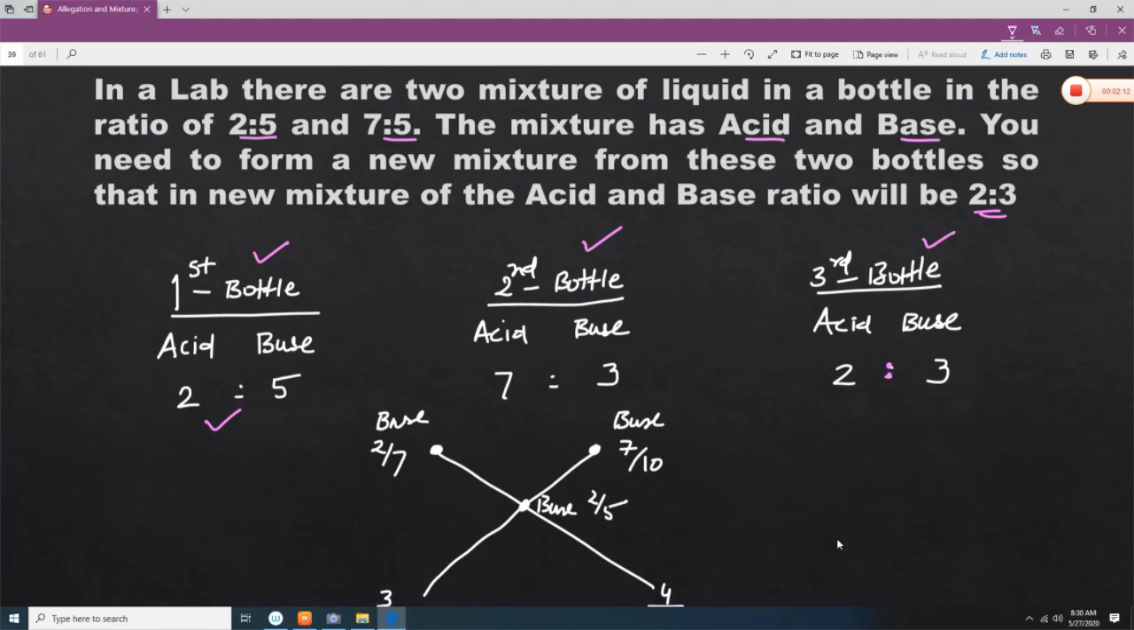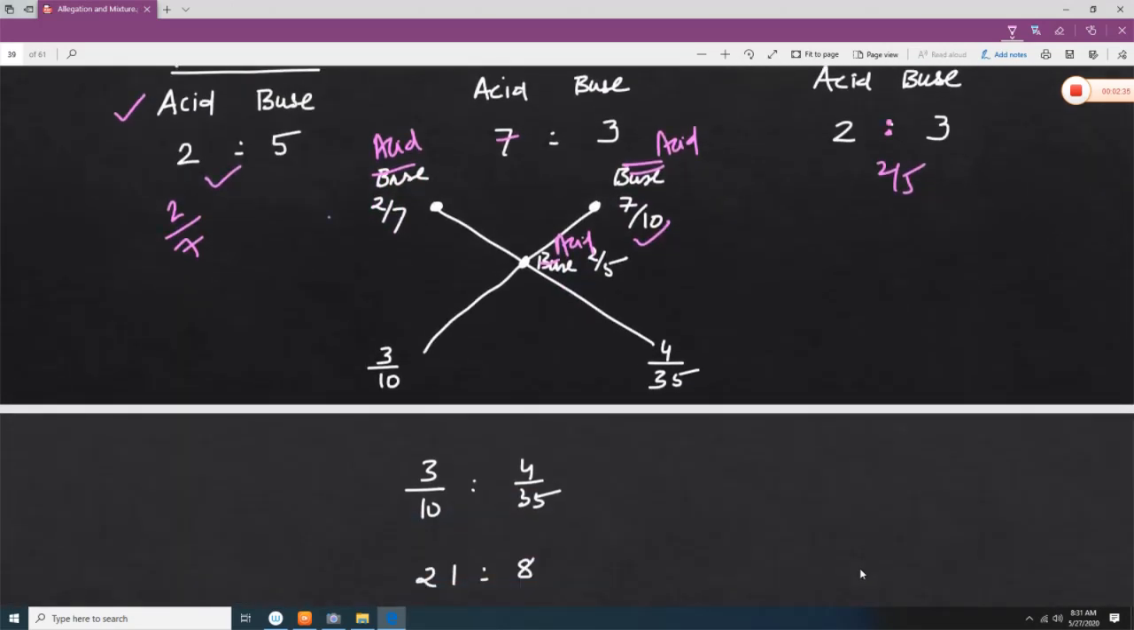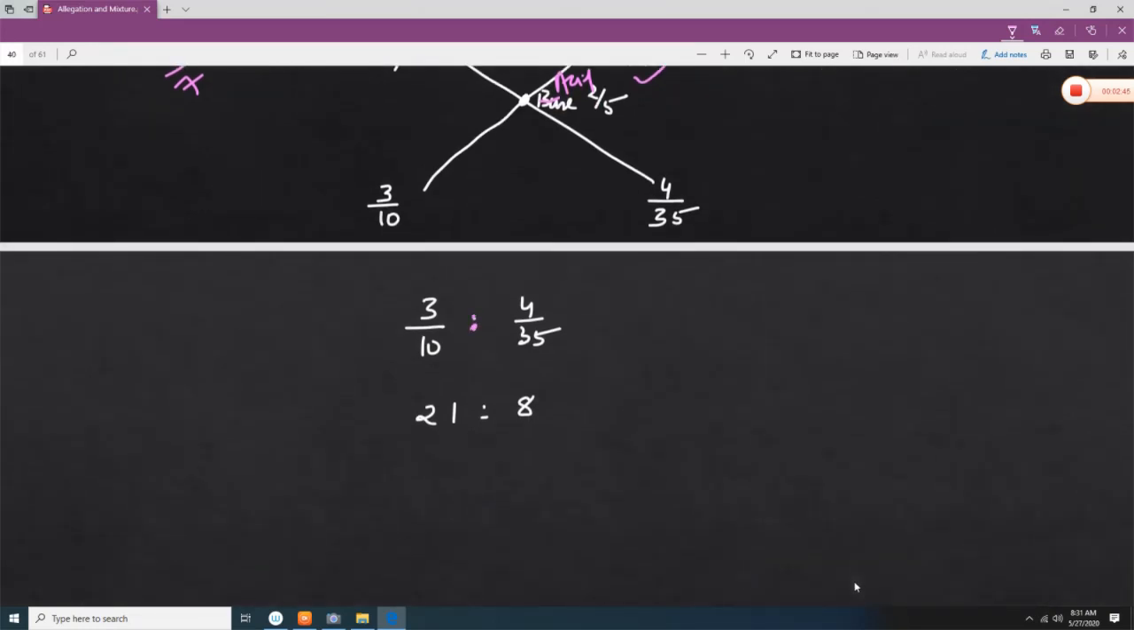Here we are going to take acid as the base. So 2 is the acid and the total is 2 plus 5, which is 7. So acid is going to be 2/7, acid is 7/10, and acid is 2/5. When we deduct, 7/10 minus 2/5 and 2/7 minus 2/5, it is going to be 3/10 and 4/35. So 3/10 is to 4/35. When we simplify, it is 21:8.